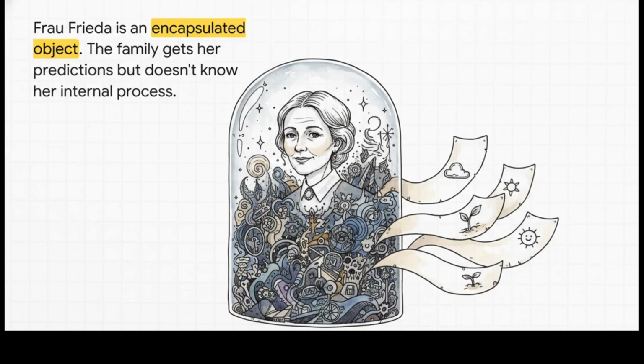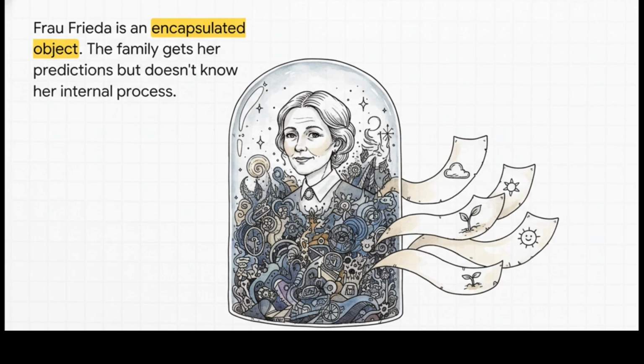Frau Frida is the perfect walking, talking example of this. The family gives her food and a place to stay. Those are the inputs. And she gives them predictions for their day. Those are the outputs. They can interact with her, but they have absolutely no idea what goes on inside her head, how she dreams, how she comes up with her interpretations. It's a total black box.